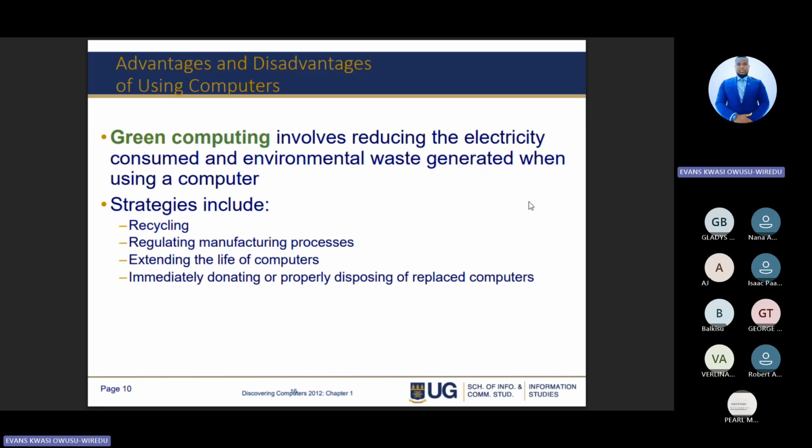All right, so advantages and disadvantages of using computers. We are also going into details a bit. We have green computing. So what is green computing? It involves reducing electricity consumed and environmental waste generated when using a computer. So you want to use computers in a way that it will not take too much power, because when you are taking too much power, you are putting pressure on, let's say, the person who produces the power, your power source, to produce more. And depending on what type of power they are using, they are damaging the environment to give you that power.